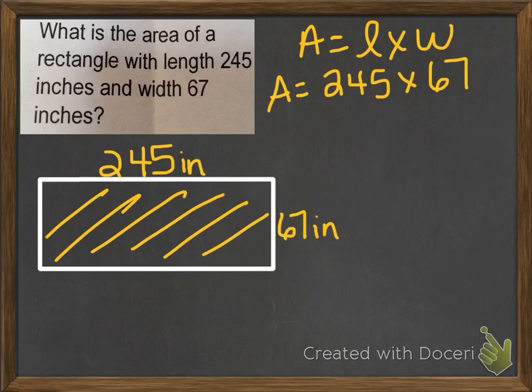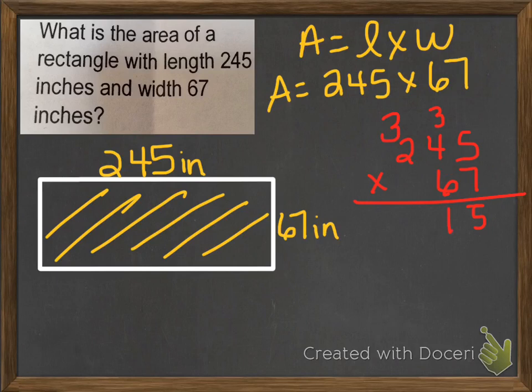I'm going to take some space down here and write 245 times 67. Now, 7 times 5 is 35. 7 times 4 is 28, plus 3, 28, 29, 30, 31.